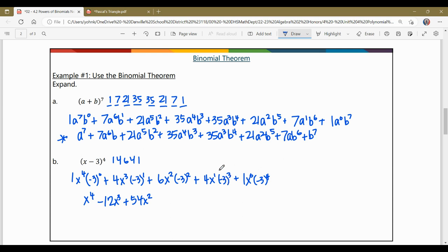Then I have -3 to the third, that's -27, times 4 is -108x. And x to the 0 is 1. There's a 1. -3 to the fourth, that's 81. Notice there are no like terms, nothing else that I can simplify.